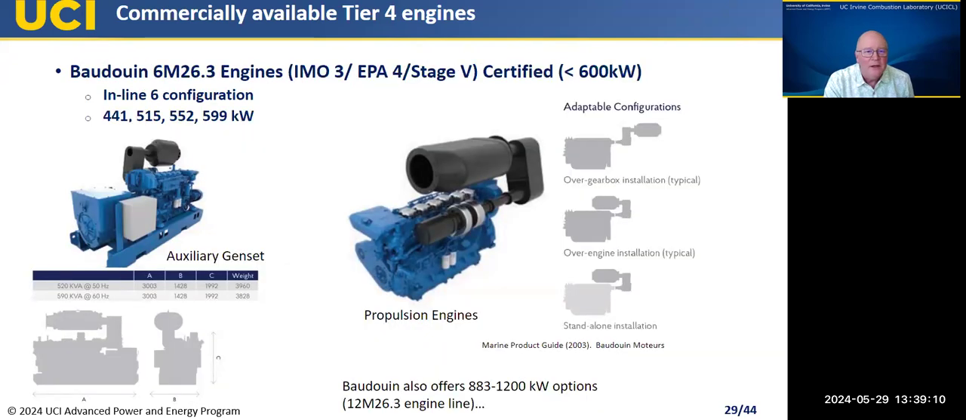This is the Baudouin. These engines are IMO 3, EPA 4, Stage 5 certified, also less than 600 kilowatts. They make auxiliary gensets, as shown on the left, and also propulsion engines on the right.